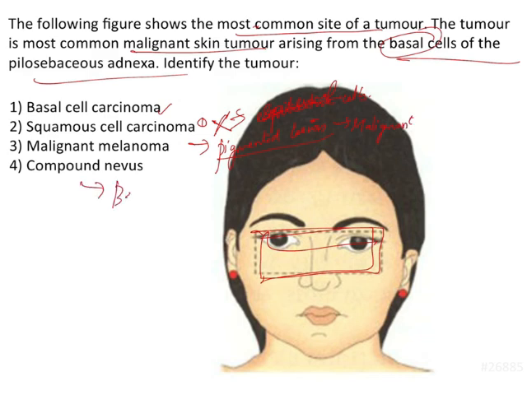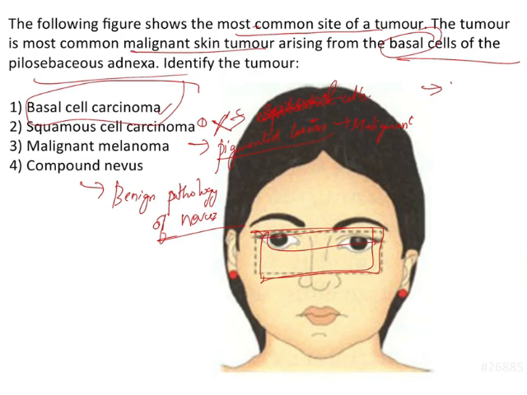And compound nevus is a benign pathology of nevi, of melanin producing cells. So you can eliminate the options very easily, and the answer for this question would be basal cell carcinoma. You have to remember the location, other names, ulcer characteristic mainly, and Mohs microsurgical technique. I hope you got the answer.